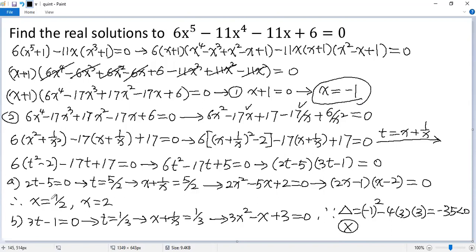x equals negative 1, x equals half, and x equals 2.